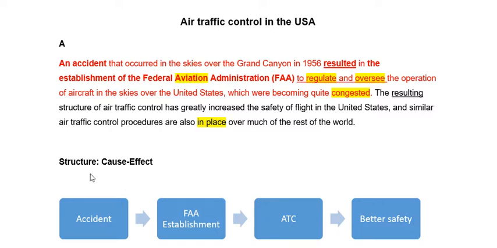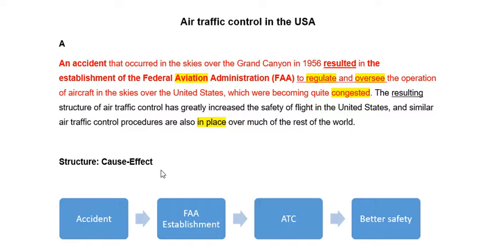Okay, so again, I want to remind you about the 5 basic structures of idea development in each paragraph. The first one is cause and effect, and then problem solution, compare and contrast, specific description, and then time order or sequence. And in this paragraph, the pattern of idea development is cause and effect.